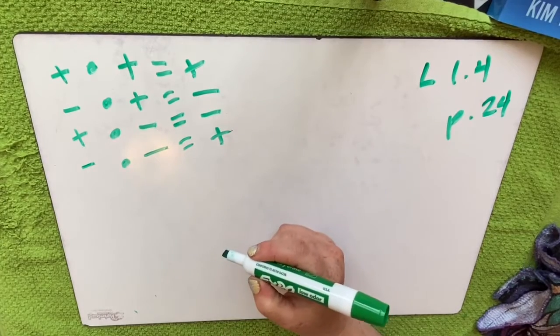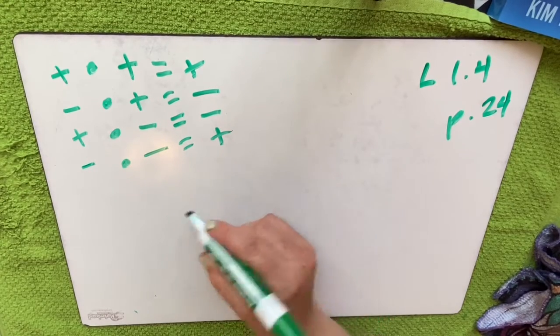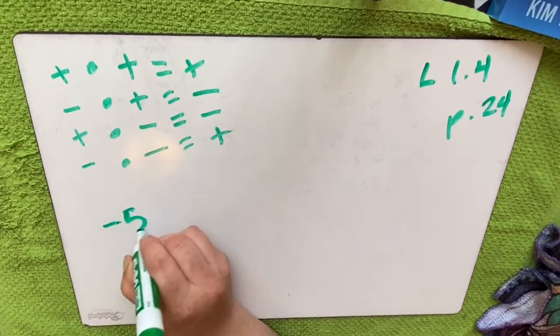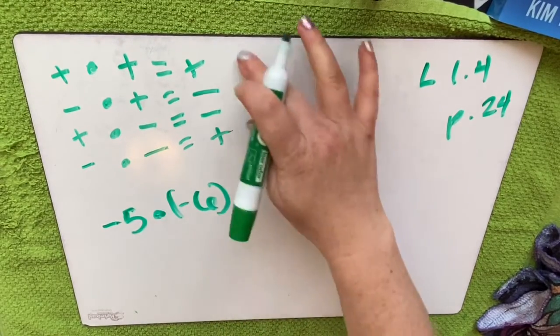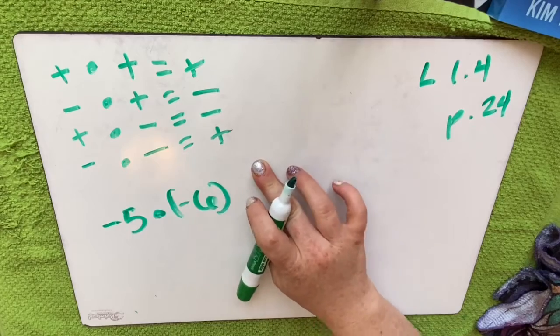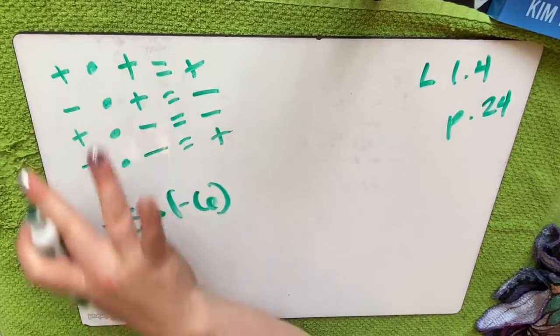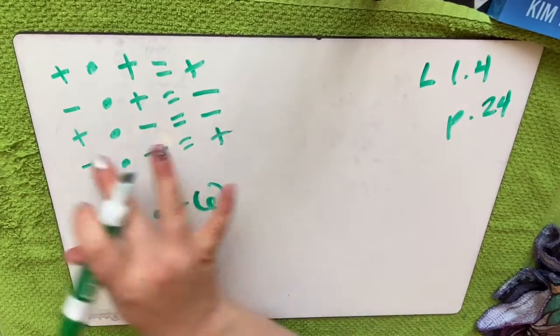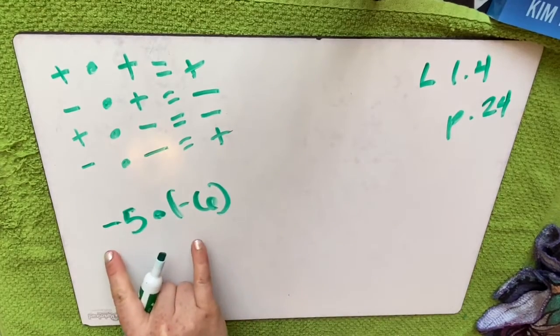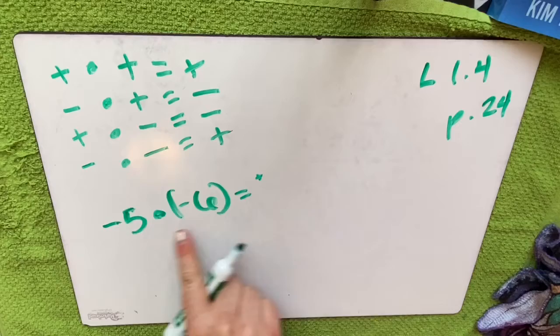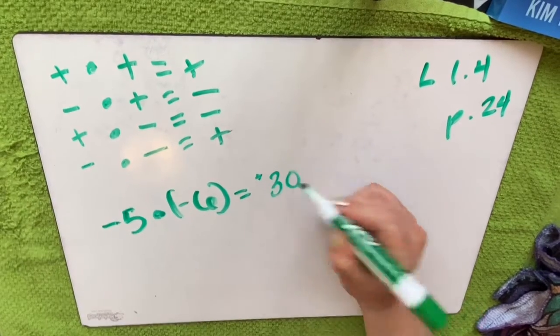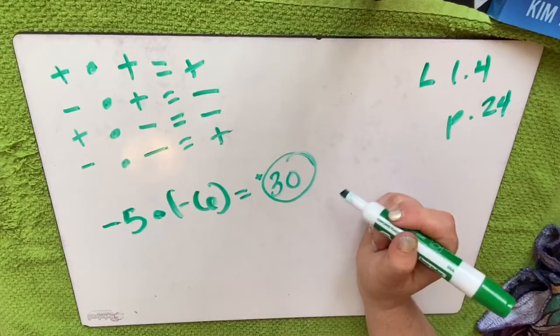So the first one, they say -5 times -6. So today, this is really what they're asking you. Can you understand that when the signs match, it's positive, and when they don't match, it's negative? So these are 2 negatives, so your answer is going to be positive. So 5 times 6 is 30. So the answer is 30.